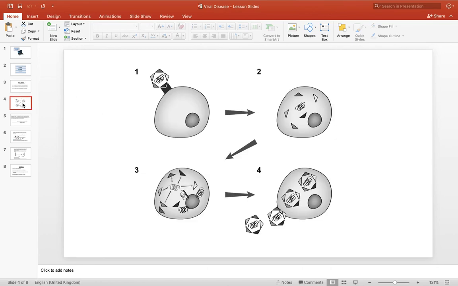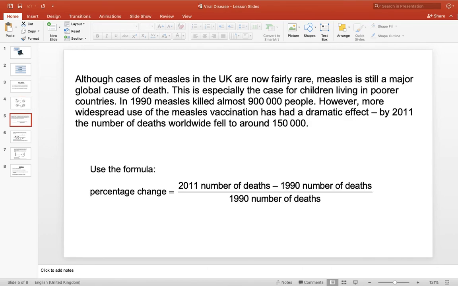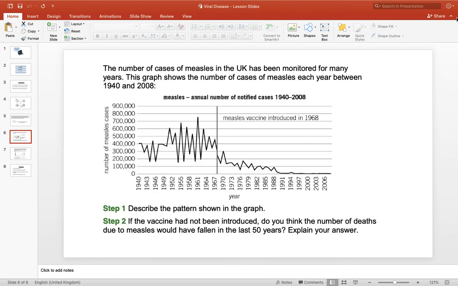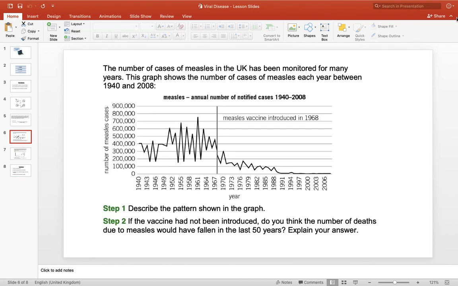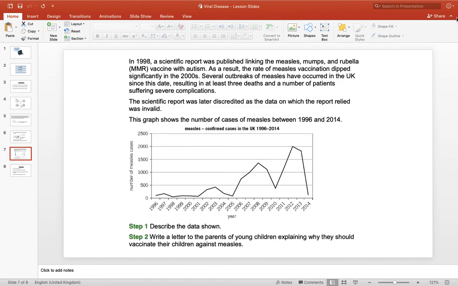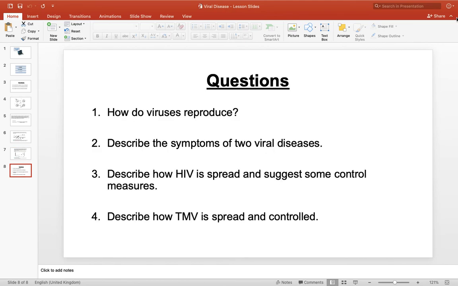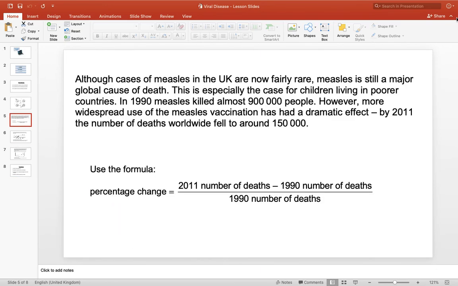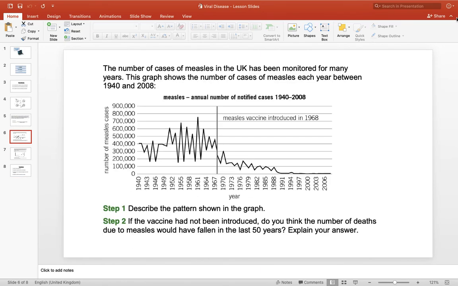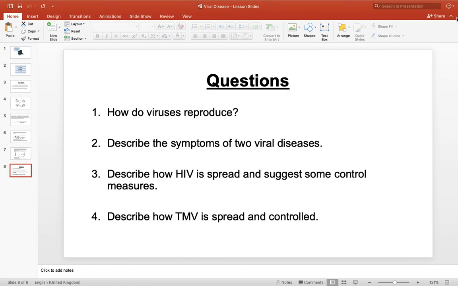What I would like you to do now, you should have already done this activity. Using the PowerPoint that I've sent, I would like you to attempt these 4 slides, okay? So start with this one, have a go at working that out, then have a go at step 1 and 2 on this one, step 1 and 2 on slide 7, and then finally have a go at the questions. If you want to print these out, if you're lucky enough to have a printer at home, great. If not, you will need to write out the questions so that we know what you've done in future.